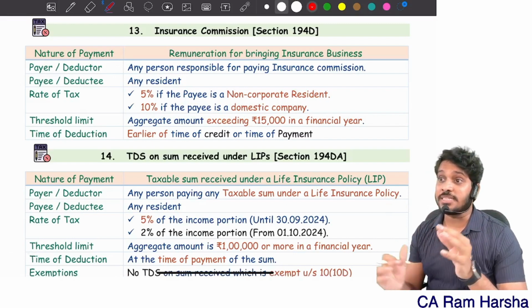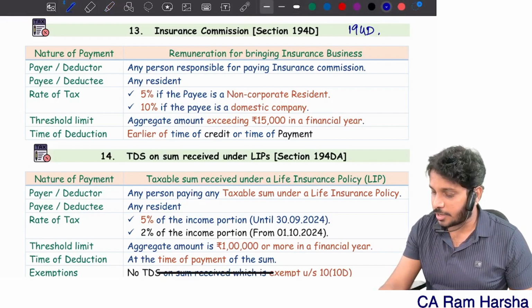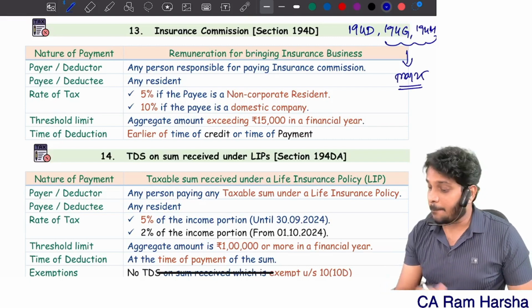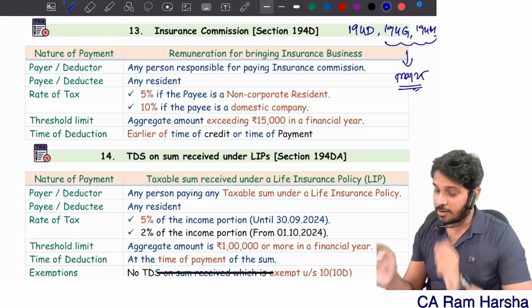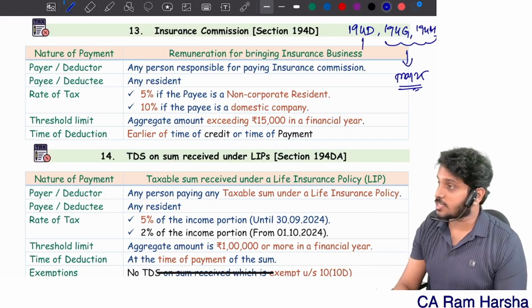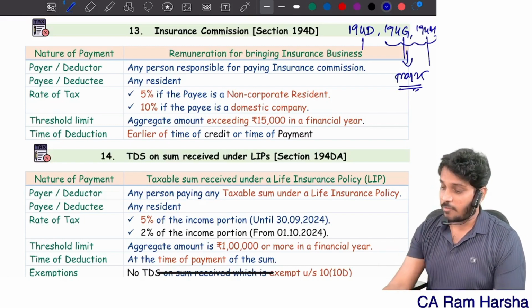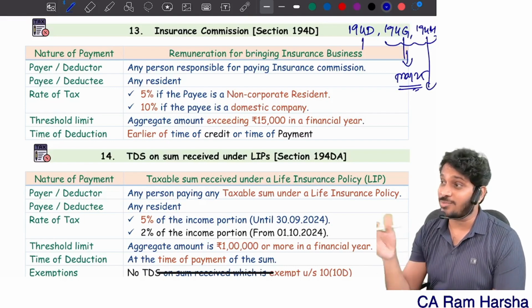194D, insurance commission. There are 3 sections dealing with commission: 194D, 194G, 194H. G and H have an amendment which is applicable for the May 25 exam for the first time. Again, at the end of this class, I will do a full revision of all the amendments. Okay, fine. So 194D, insurance commission. 194G, lottery commission, commission paid to a lottery dealer. 194H, any other commission or brokerage paid to those dealing in goods and services.